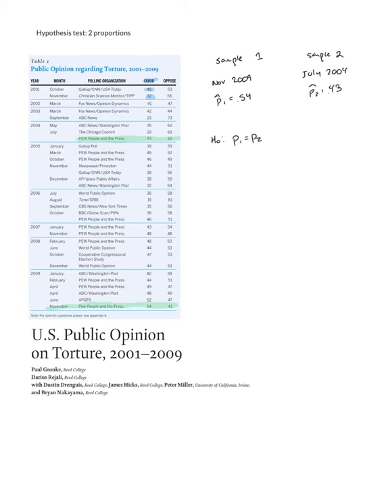Let's say, for example, that what I actually wanted to prove is that support for torture has increased over time. Well, if I wanted to show this, when I go to set my alternative hypothesis, I need to think about what p1 and p2 are. p1 is 2009, p2 is 2004. So if it's increased over time, that would mean 2009 is bigger than 2004.